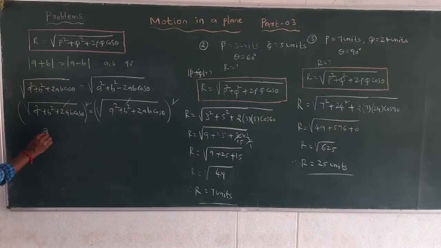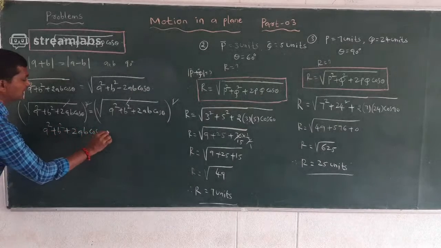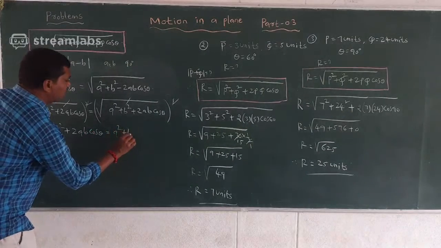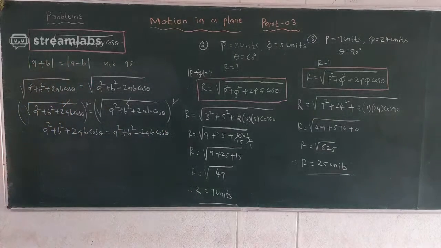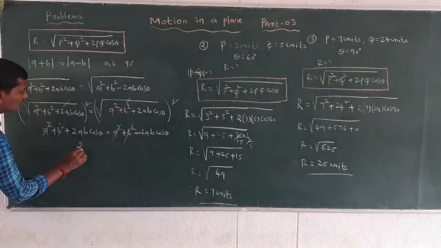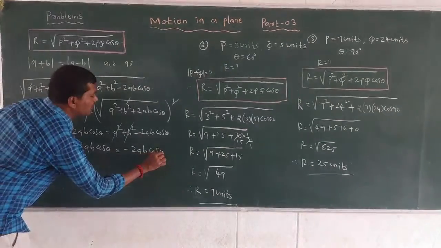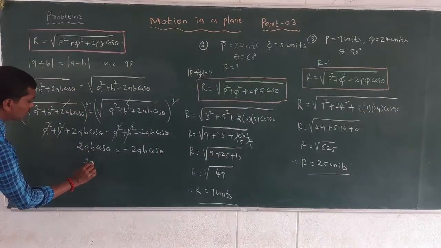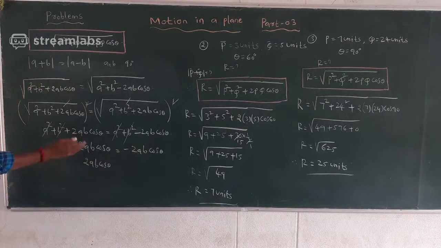So the remaining terms will be A square plus B square plus 2AB cos theta is equal to A square plus B square minus 2AB cos theta. Next, when we observe the LH terms and RH terms, A square will be cancelled, B square will be cancelled. So the remaining terms are 2AB cos theta is equal to minus 2AB cos theta. So next, we can take minus 2AB cos theta from the right side to the left side.